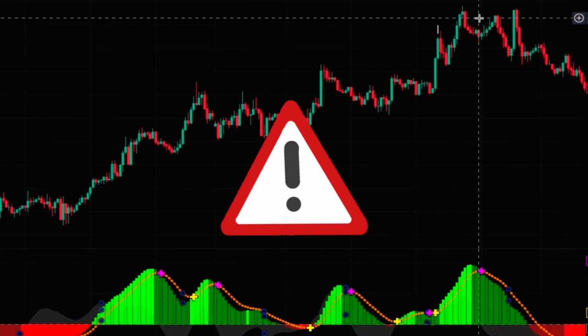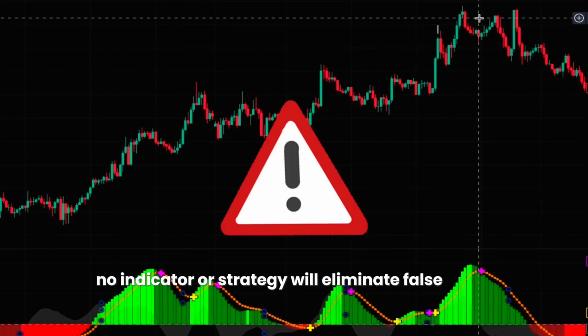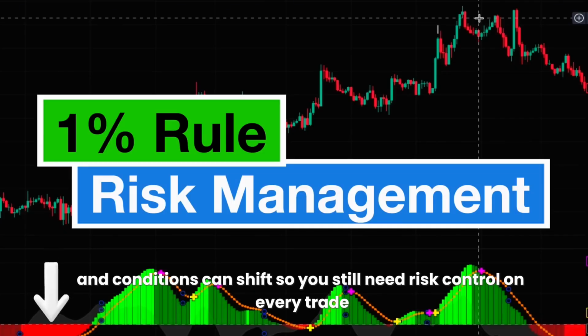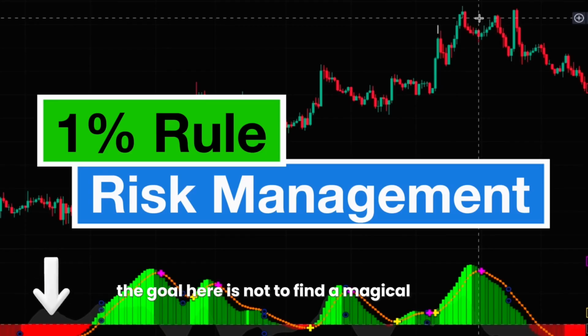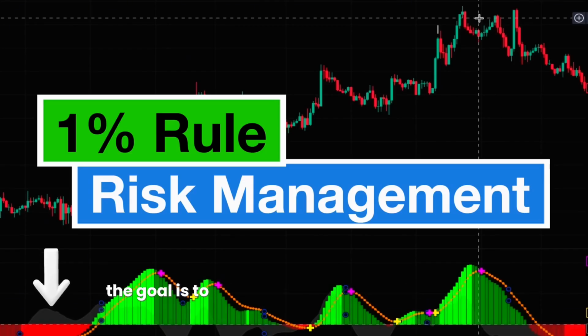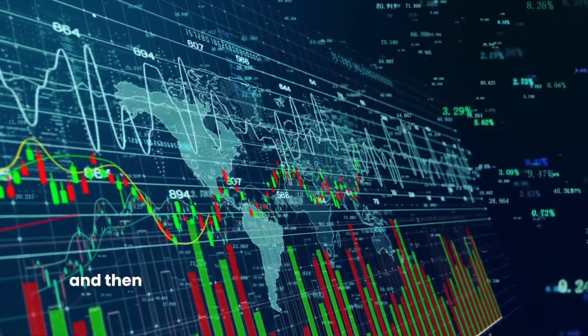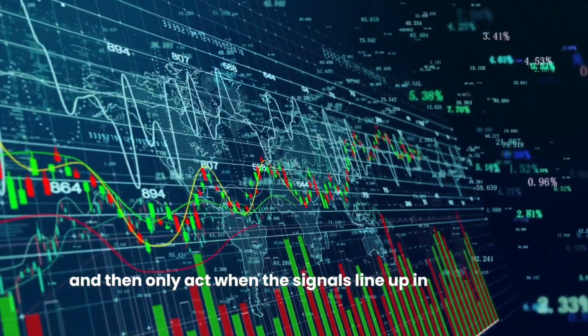Now an important reminder: even with multiple layers of confirmation, no indicator or strategy will eliminate false signals completely. Markets can chop, news can hit, and conditions can shift, so you still need risk control on every trade. The goal here is not to find a magical indicator. The goal is to use the oscillator to read trend bias, track momentum shifts, and then only act when the signals line up in a structured way.